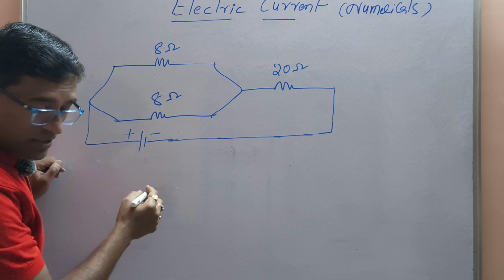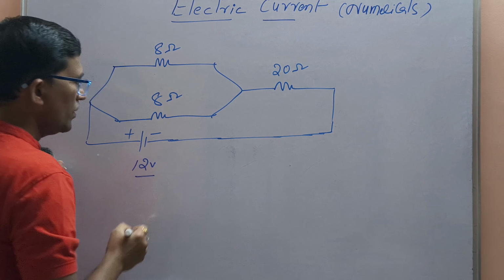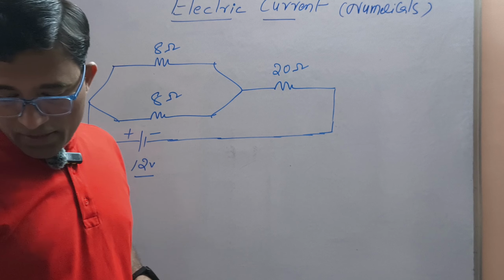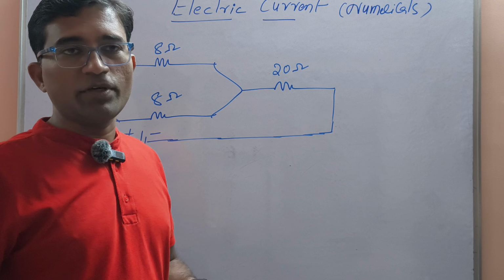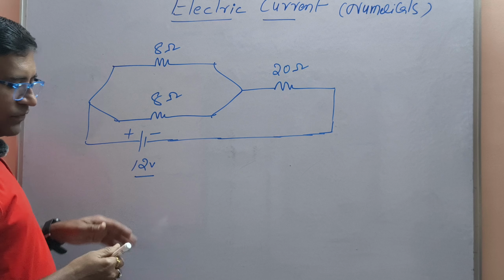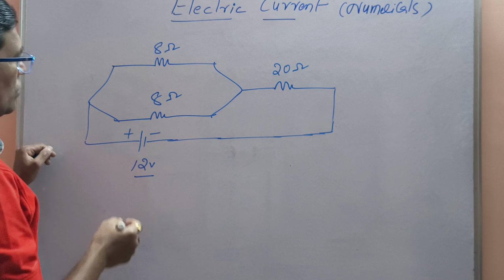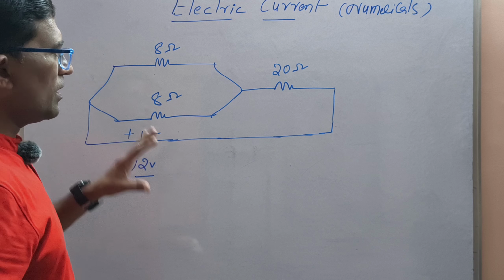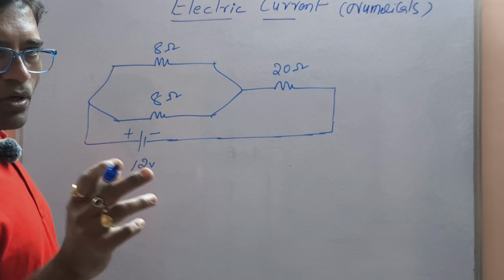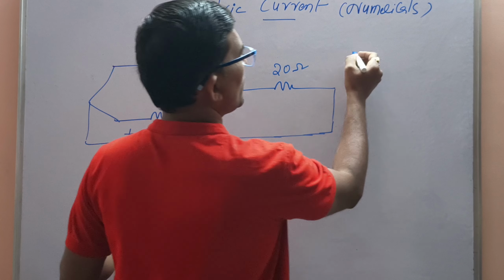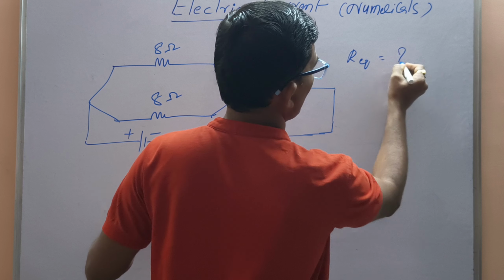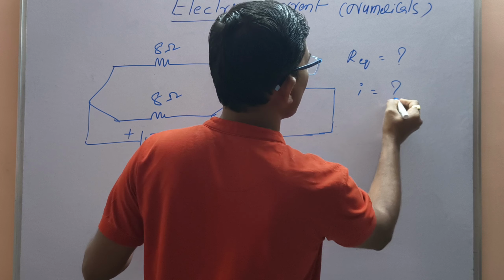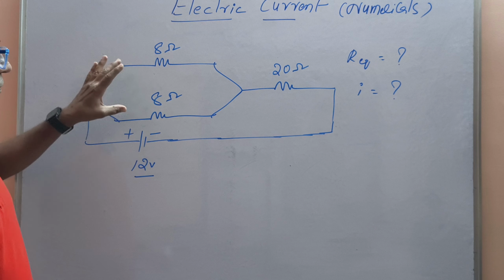Now the voltage given is 12 volt. He asked to find the resultant resistance and current flowing in the given circuit. So after seeing the problem, you should not get confused. Just pay attention to what the data given is and what to find out. He asked to find the equivalent resistance, R equivalent is how much, and he also asked to find the current.